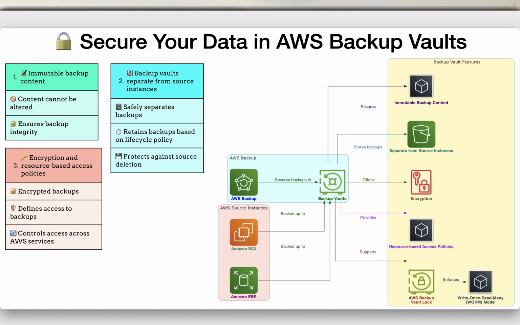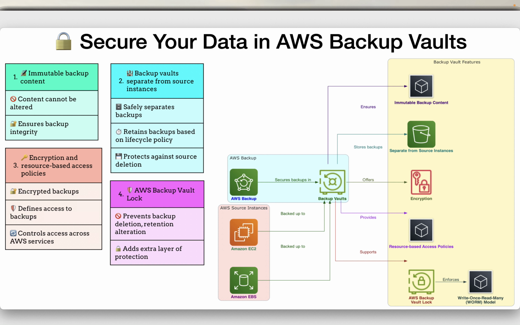Backup vaults offer encryption and resource-based access policies that let you define who has access to your backups. You can define access policies for a backup vault that specify who has access to the backups within that vault and what actions they can take, which provides a simple and secure way to control access to your backups across AWS services.